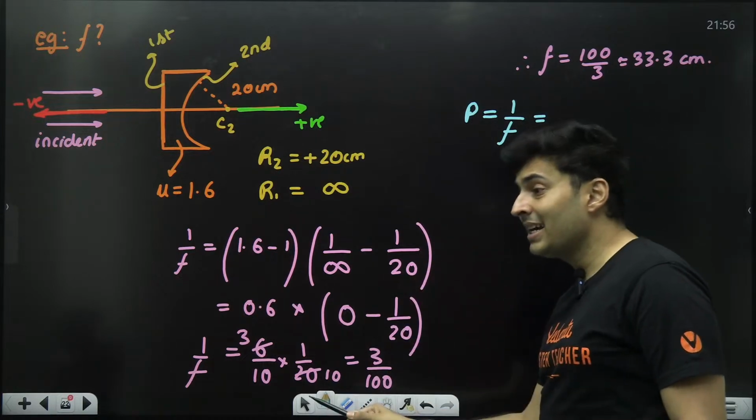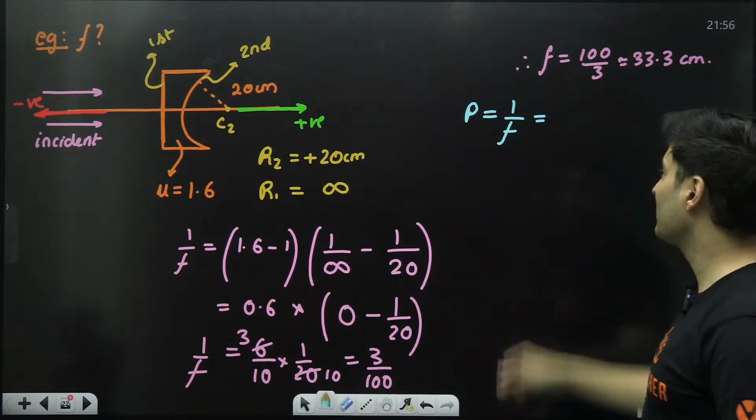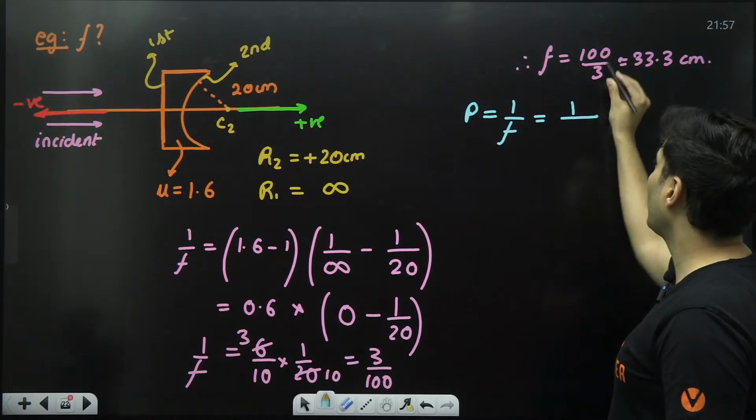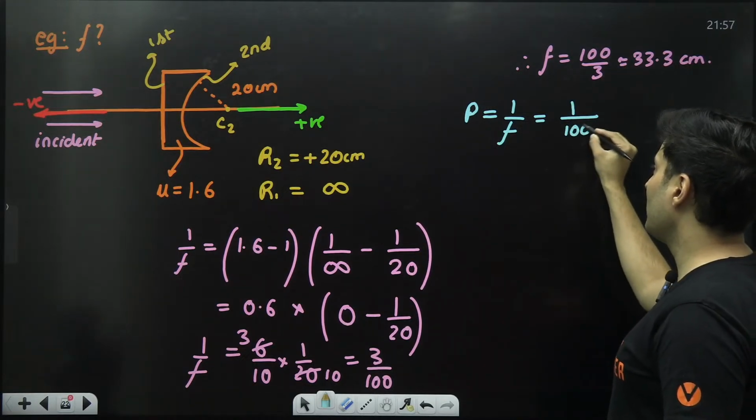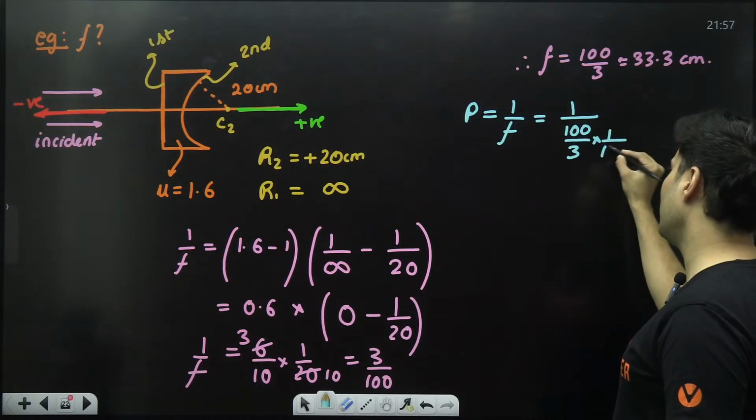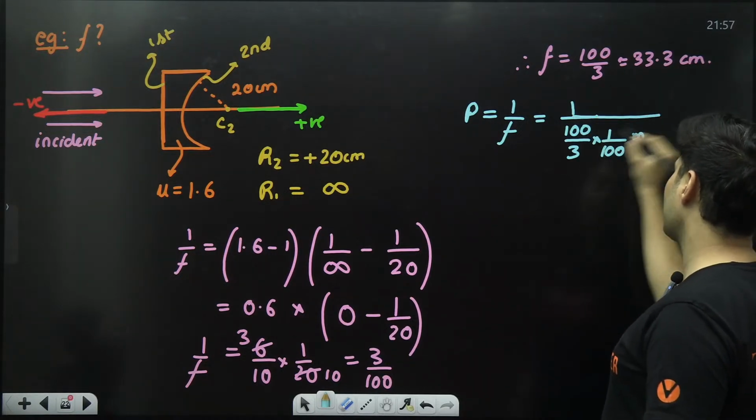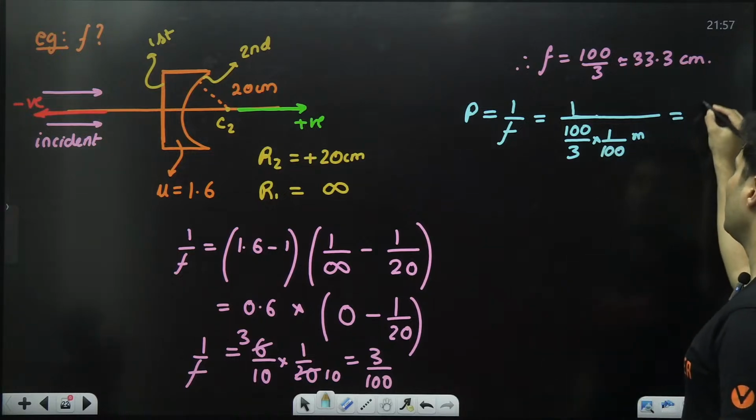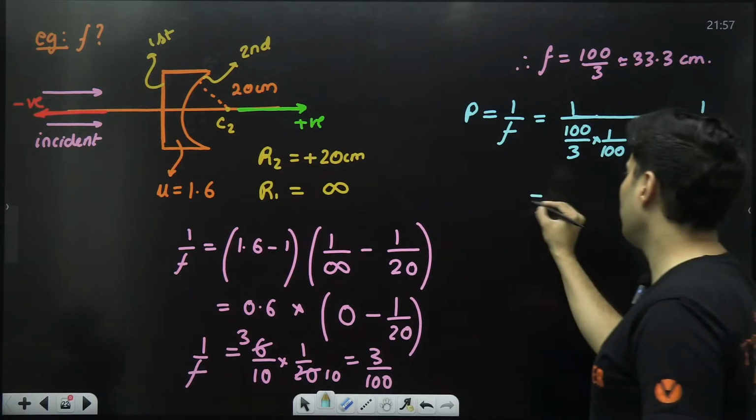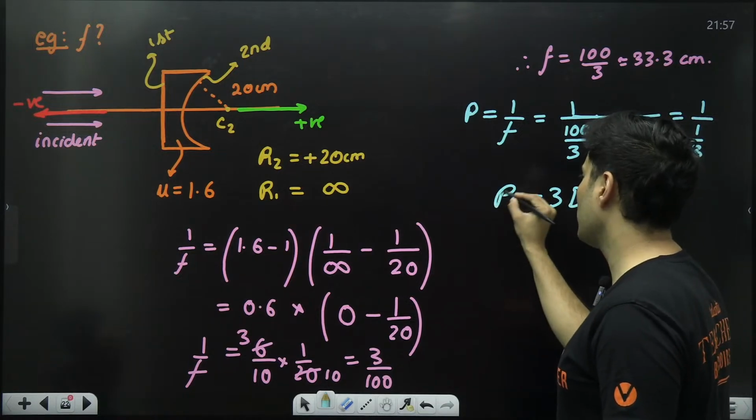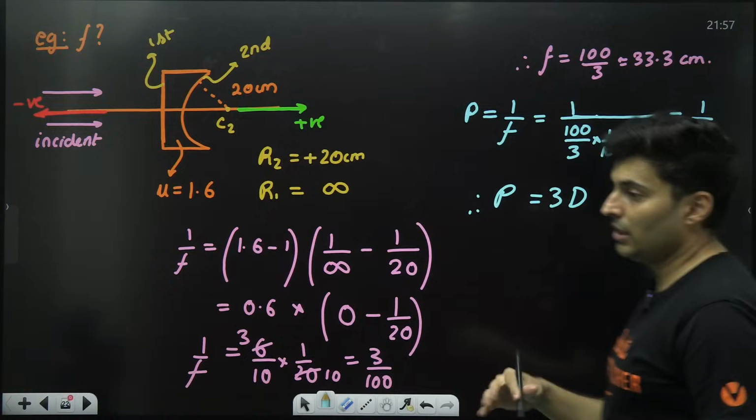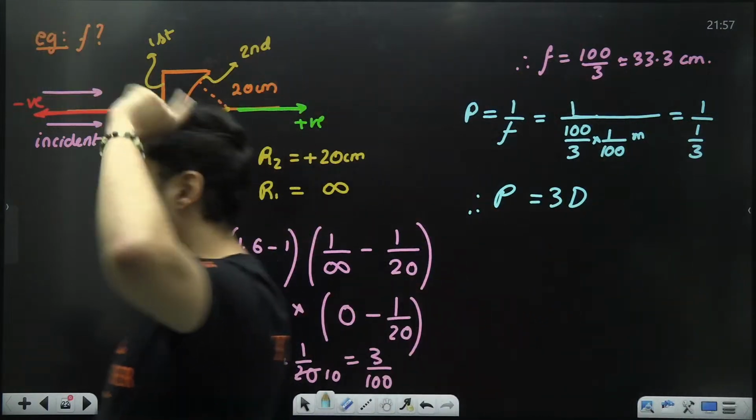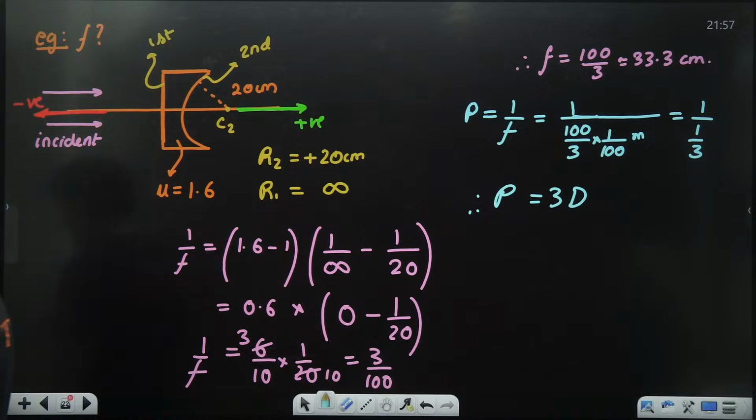But f has to be in meters. So for the focal length, I can't use 100 by 3, as that is in centimeters. Divide by 100 to convert it into meters. 100 cancels, 100 cancels, 1 by 1 by 3. So it will become 3 diopters. So the power is 3D. Don't say 3D as in 3 dimension. No, it is 3 diopters. That's how you calculate the power. Clear? Understood? Perfect. So that's how you solve plano surfaces.